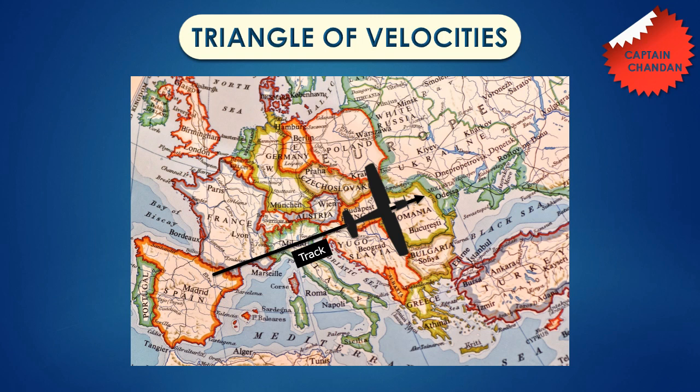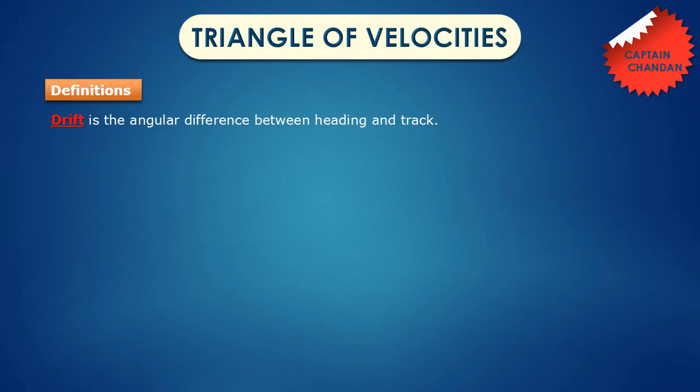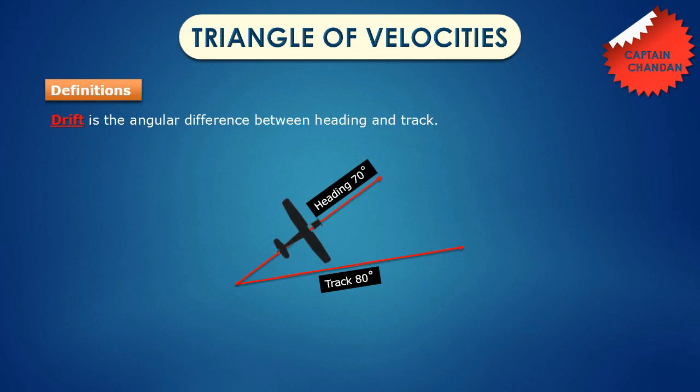On a chart, an aircraft flying from Spain to Romania, the path of the aircraft described over the chart or earth is called track, and it is measured clockwise from datum north. In this case, track is 045 degrees. Drift. Drift is the angular difference between heading and track, or track made good. As you can see, track is 080 degrees, heading is 070 degrees, so the drift will be 10 degrees.